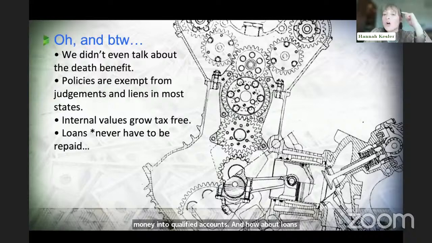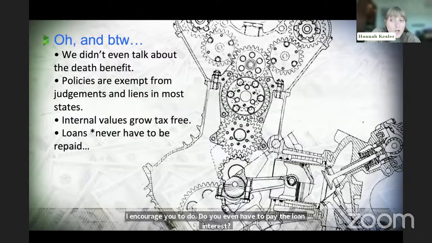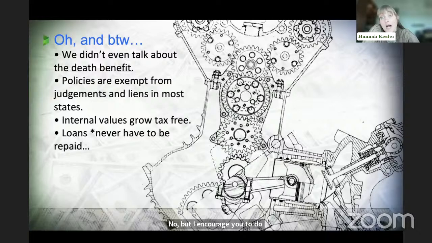On my example that I showed you, I never showed you paying back that $100,000 loan that we've taken out. We just simply only paid the annual loan interest, which I encourage you to do. Do you even have to pay the loan interest? No, but I encourage you to, because if you don't pay the loan interest, they're just going to deduct it from future cash values anyways. But the principal of the loans never has to be paid back.